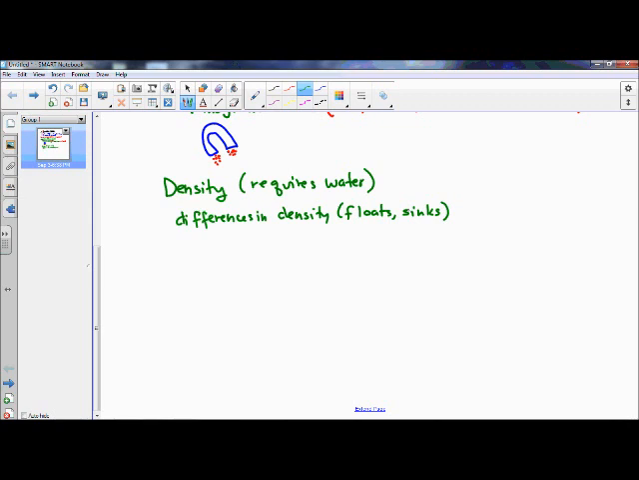Now, if you have anything that has a density of less than 1, it will float. Okay? And the more less it is than 1, the farther it'll float. So something like styrofoam, which has a very, very low density, will float right on the very top of the water, while something like cork will float kind of partway in the water.